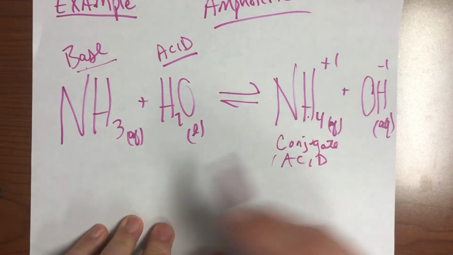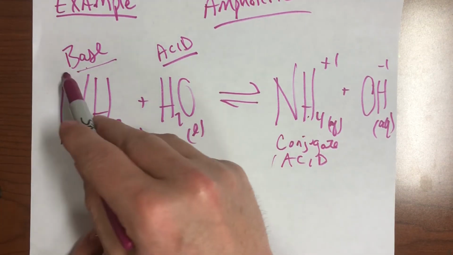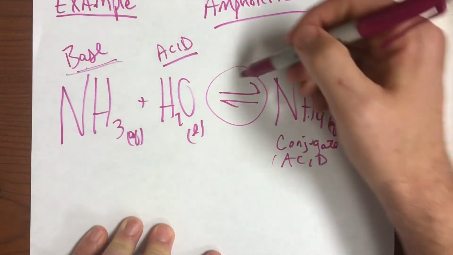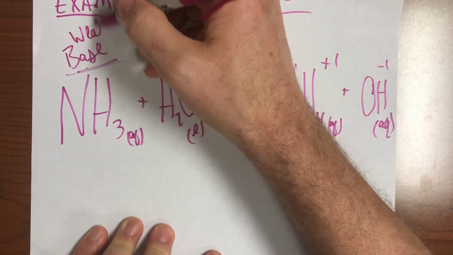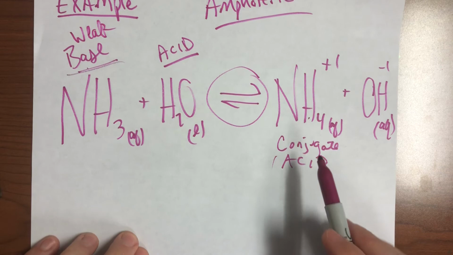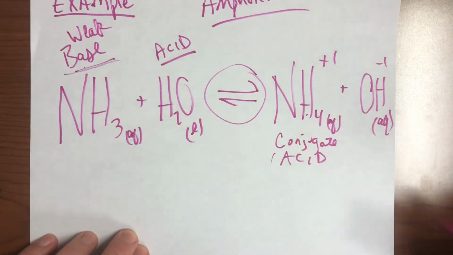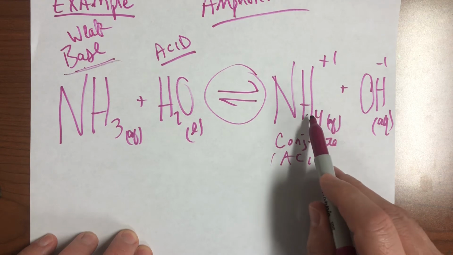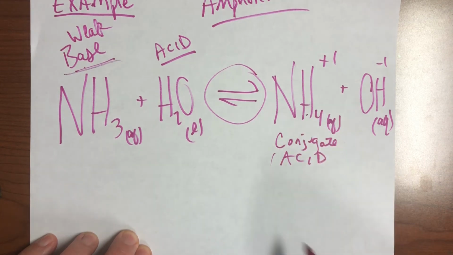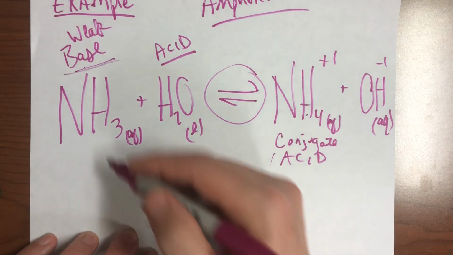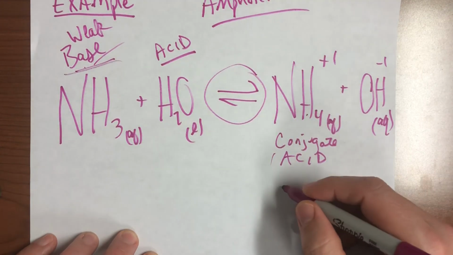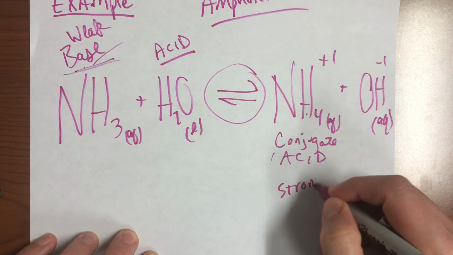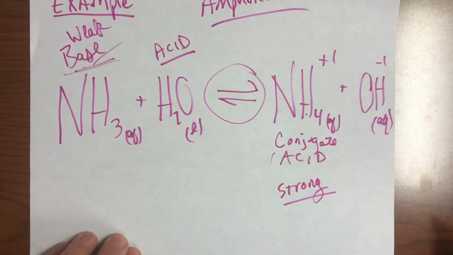And so this is a weak base, and the way that you know it's a weak base is because we have our double arrow indicating that the reaction is reversible. It runs backwards as well as forward. So NH4 is actually pretty good at giving that H back away, which is our definition of being strong as acids go. So this is a fairly weak base, and this is a fairly strong conjugate acid.